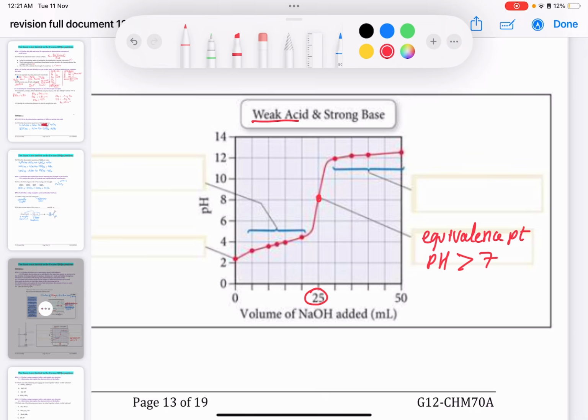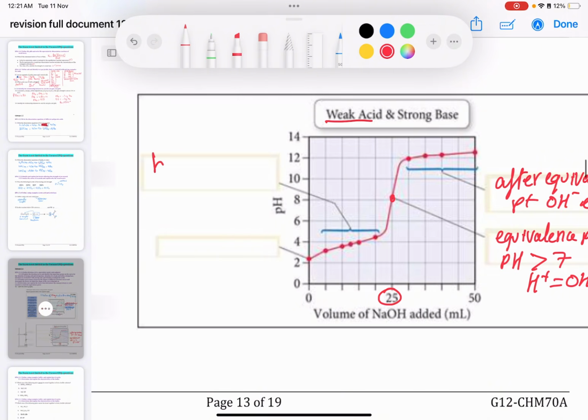Now this is the point after equivalence point when OH- becomes in excess. Here H+ and OH- are equal. And what's giving this basic medium is the presence of the conjugate base of that weak acid at that equivalence point.